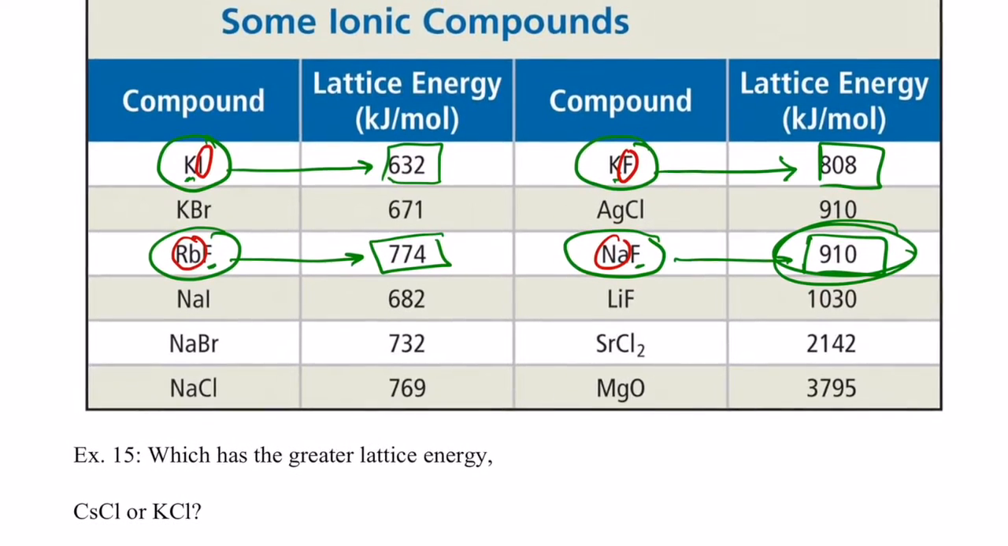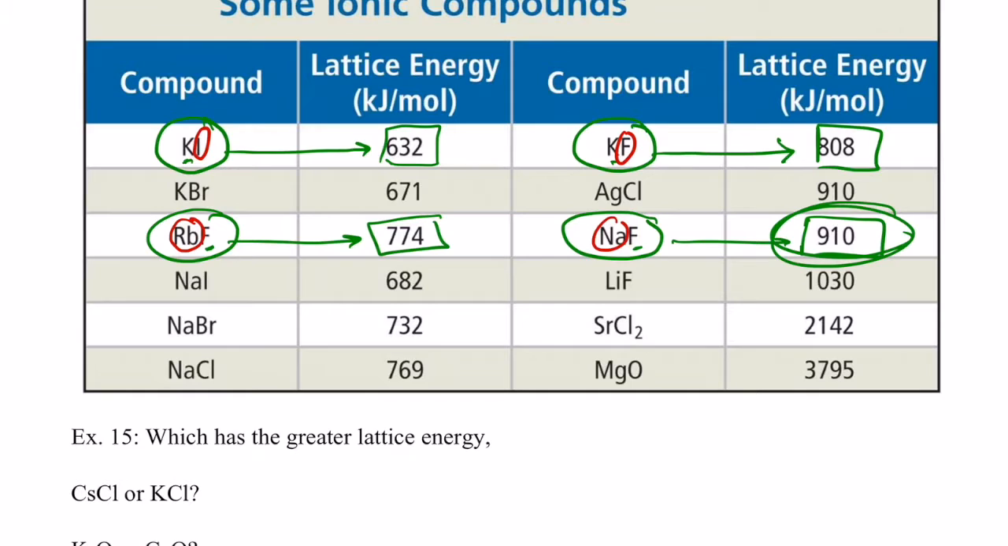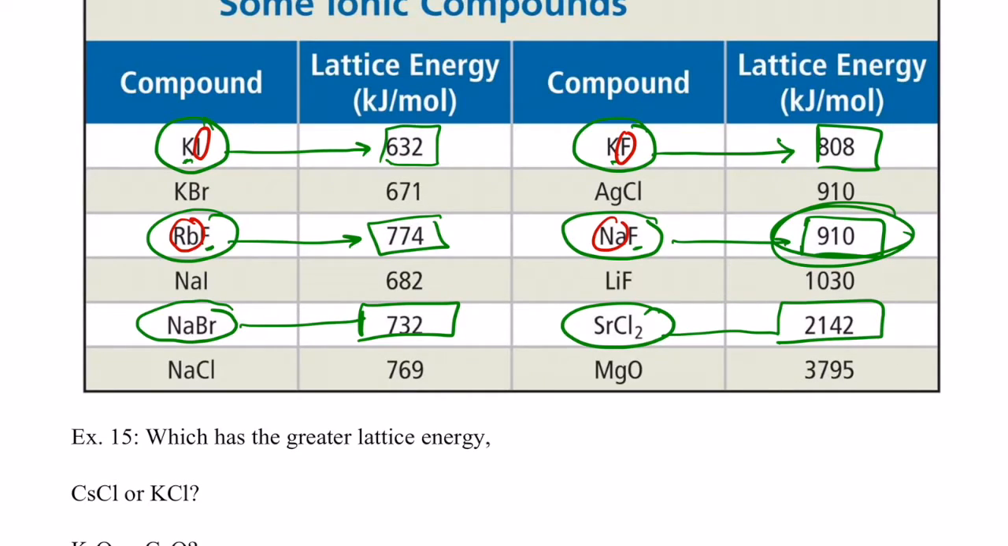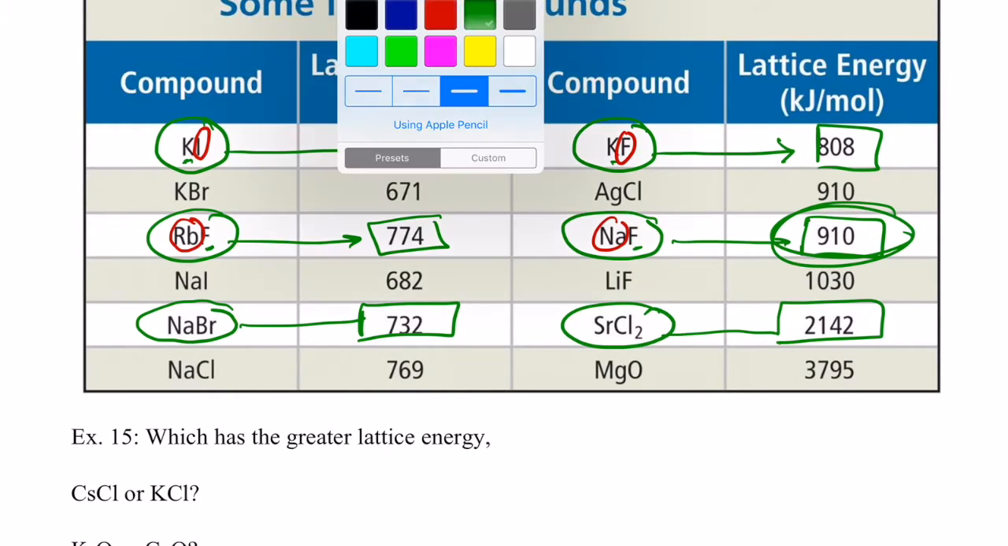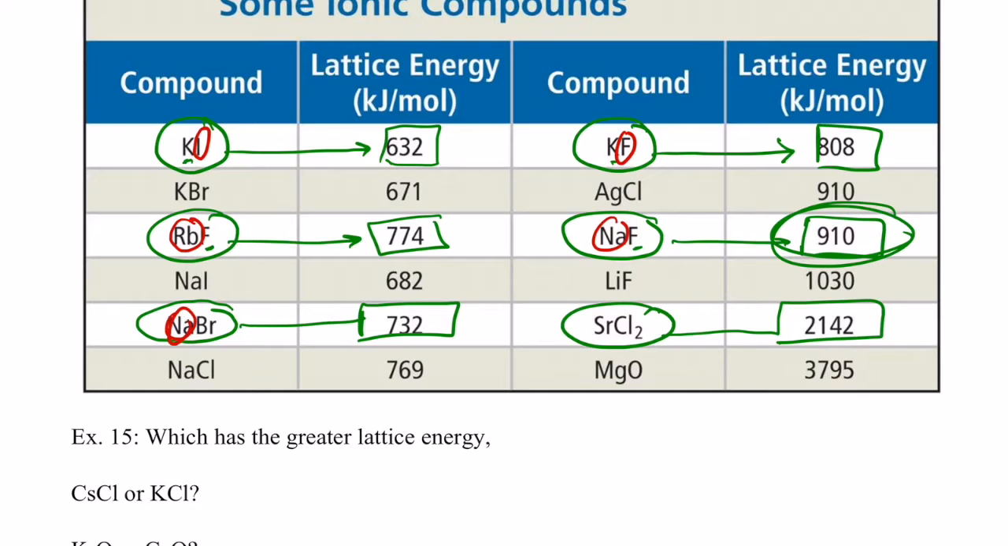Okay, let's take a look at this. This is sort of interesting. Let's take a look at sodium bromide and strontium chloride. We have a couple of things going on here. Sodium bromide's lattice energy is 732. Strontium chloride's is 2142. Why is that so much higher? Well, let's look at the positive ions first. Let's look at sodium and strontium.